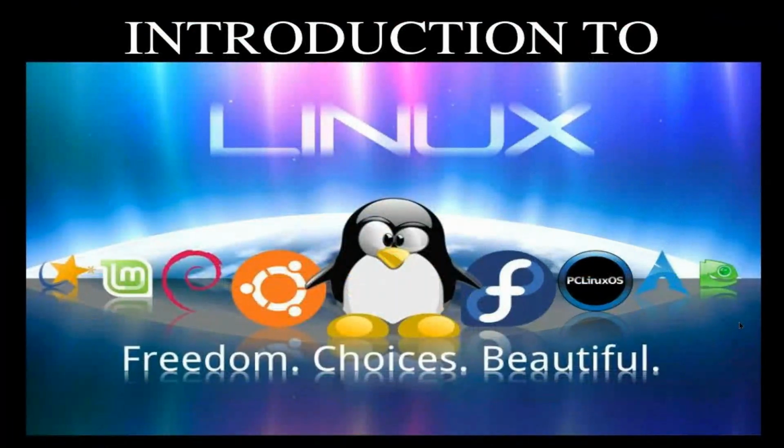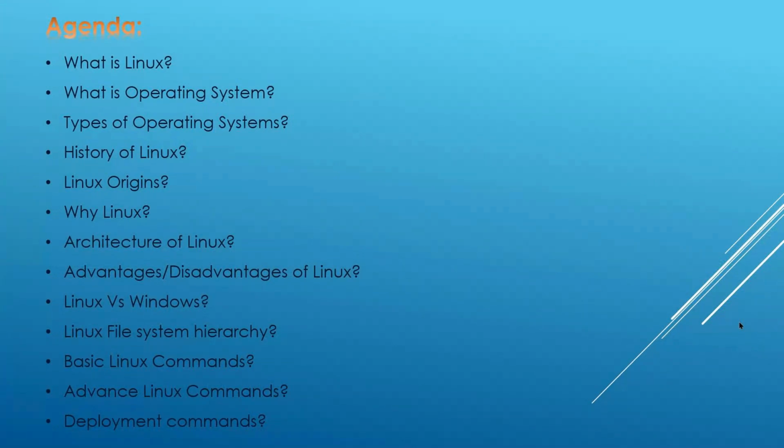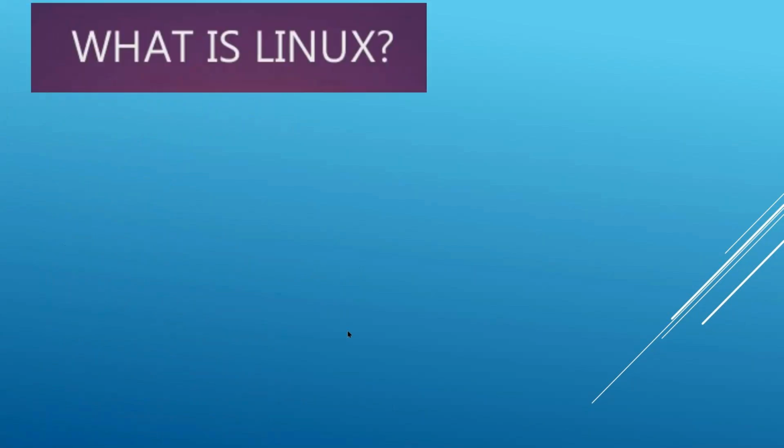So today's agenda here is: what is Linux, what is an operating system, types of operating systems, history of Linux, Linux origins, why Linux, architecture of Linux, advantages of Linux, disadvantages of Linux, Linux versus Windows, Linux file system hierarchy, Linux basic commands. Up to here we can cover today. Tomorrow we'll discuss advanced commands. Day after tomorrow, deployment commands. Linux takes nearly 3 hours. Fine. So what is Linux?